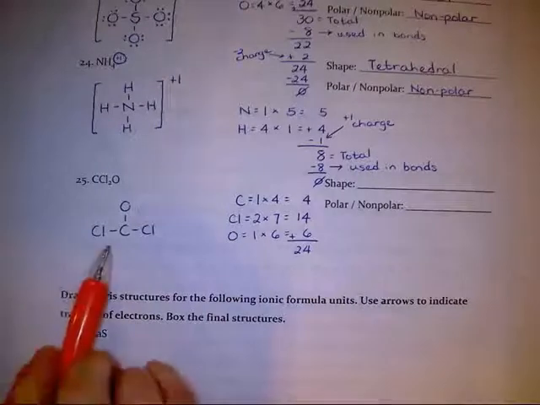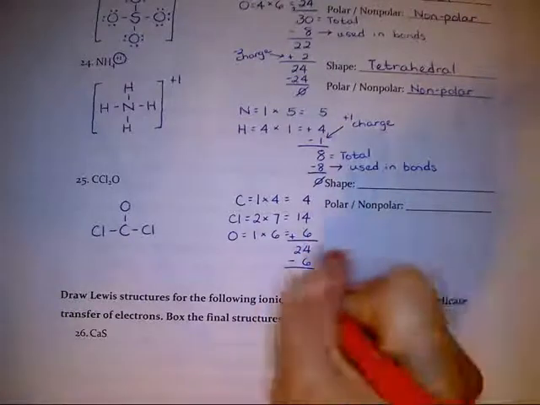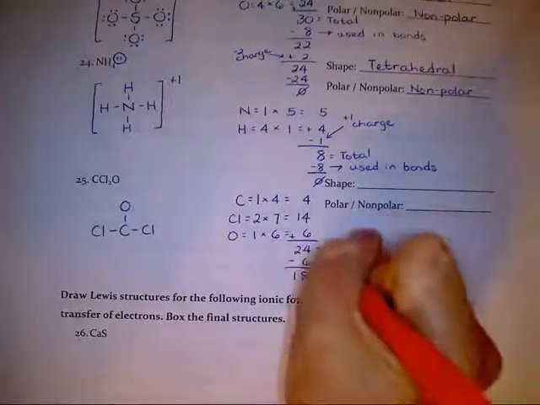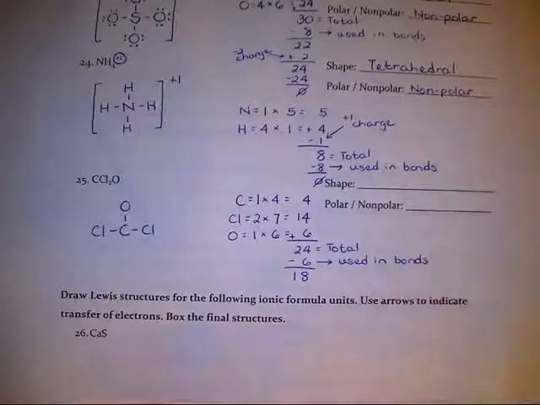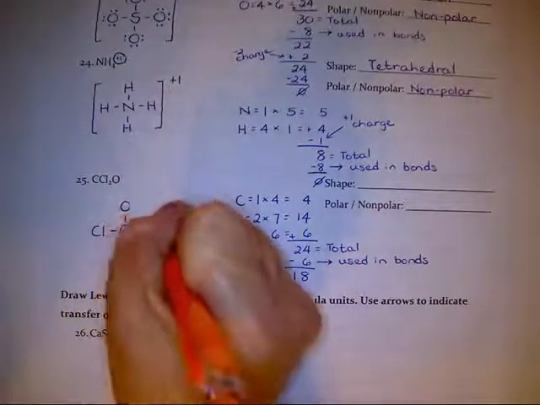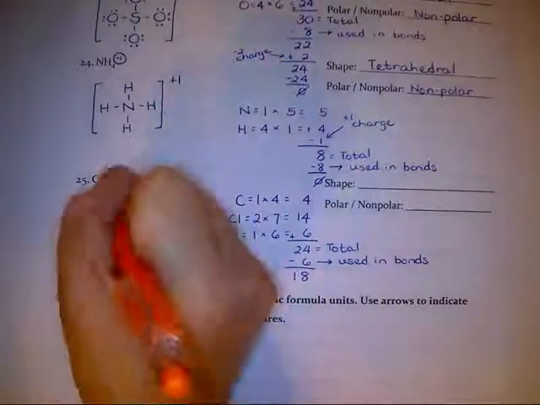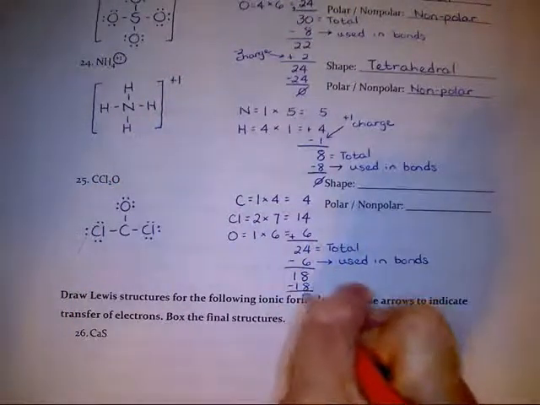Alright, how many have I used up in the bonds? 2, 4, 6. So I'm going to have to subtract 6. 24 minus 6 is 18. Now where do I put these 18 electrons? We are going to start on the outside, and let's start with the Cl first, because Cl is closer to fluorine. So here we go. 2, 4, 6, 8, 10, 12, 14, 16, 18. Alright, I've used up all 18. There are no more to give.